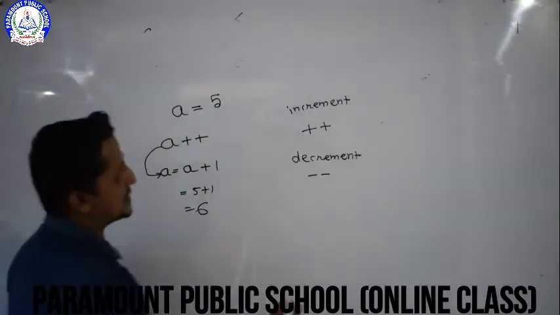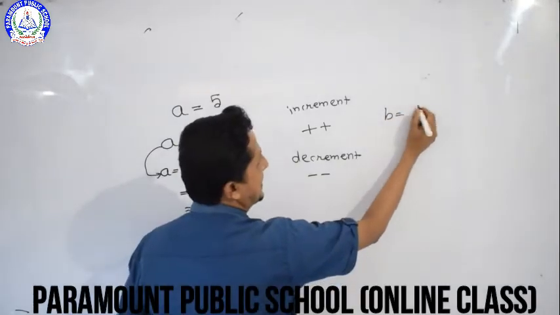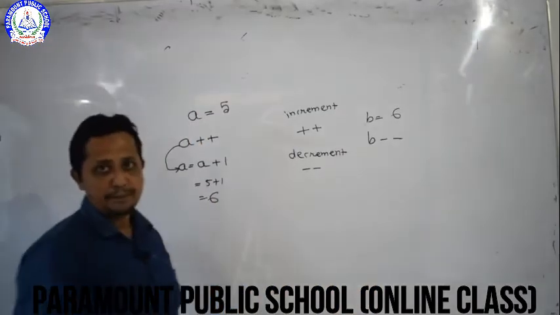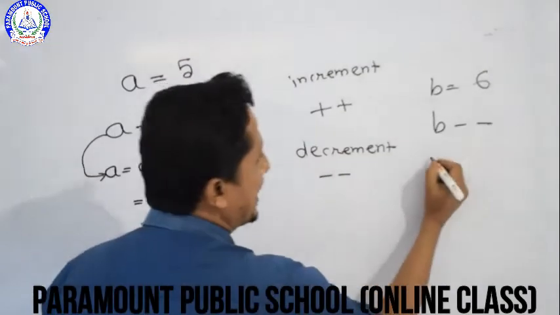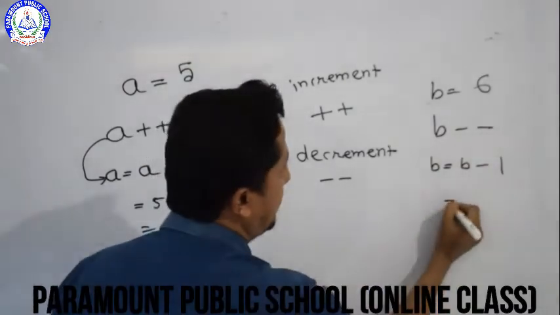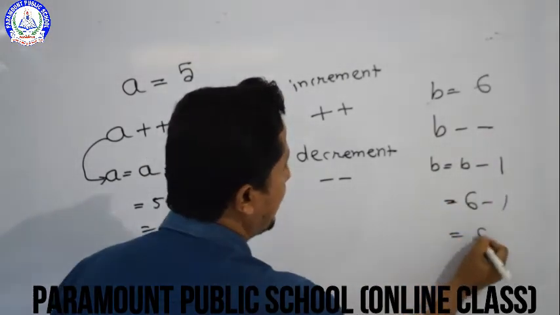Similarly, say the value of B is 6. Now what is the value of B minus minus? Decrement. B minus minus means B is equal to B minus 1. So it will be 6 minus 1, 5.